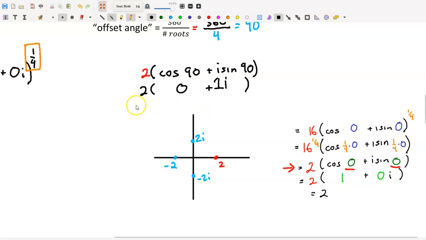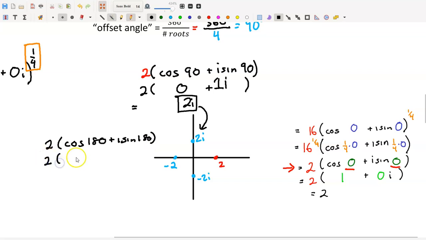And then we get an answer of 2i. So that matches what I got here. So if I can't do it graphically, I just have to do a little bit of solving. I don't have to do this full thing, but just a little bit. And I'm going to do the rest of them as well, just to show where they come from. So this one would be 2 times cosine 180 plus I sine 180. -1 plus 0i. And that gives me the answer -2. That's right here.